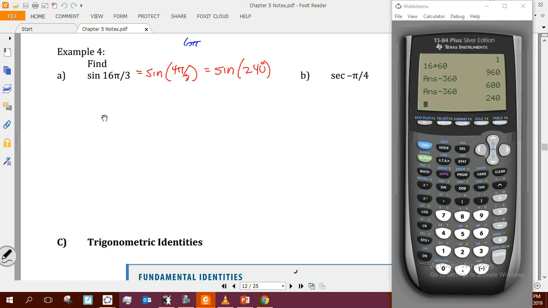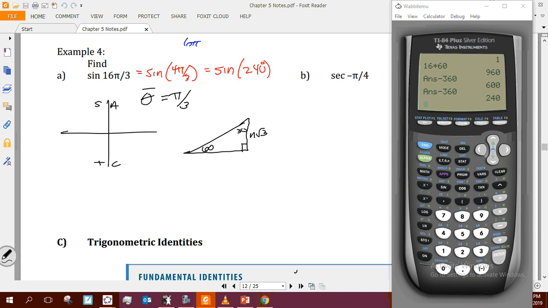So now the question is, okay, if that's the case, if my reference angle, theta, was pi over 3, which is a 60 degree angle, so pi over 3 is equivalent to 60 degrees, so that would be a 30-60-90 triangle. Across from 60 is always n radical 3, across from 30 is n, and this is always 2n. If I'm asking sine, it's opposite over hypotenuse. So I'm taking n radical 3 over 2n, excuse me, radical 3 over 2. Okay, so sine of 16 pi over 3 is going to be whatever that ratio is right there.